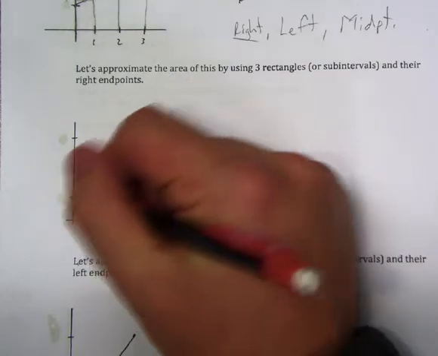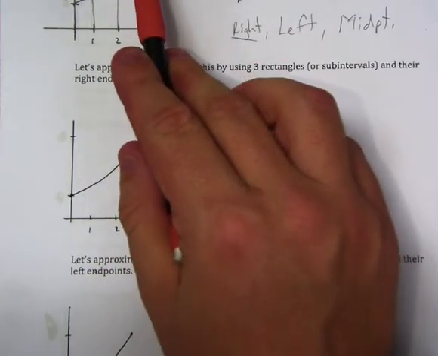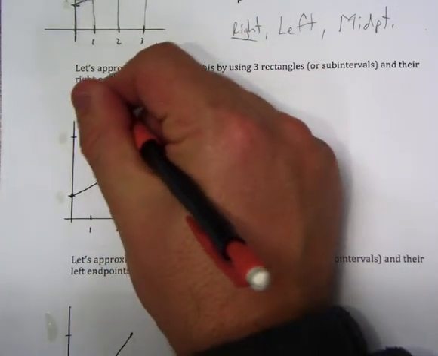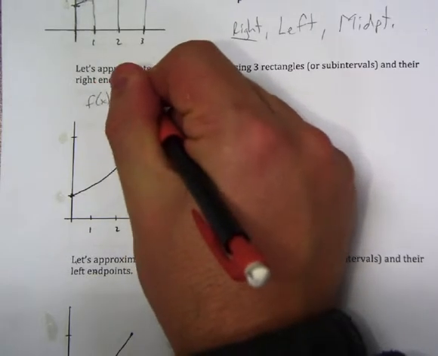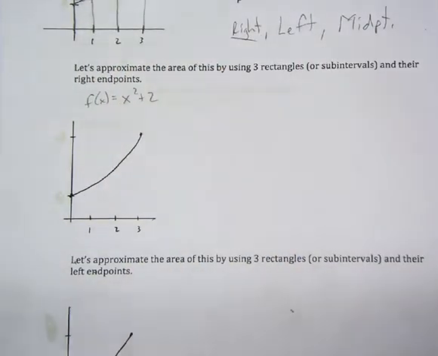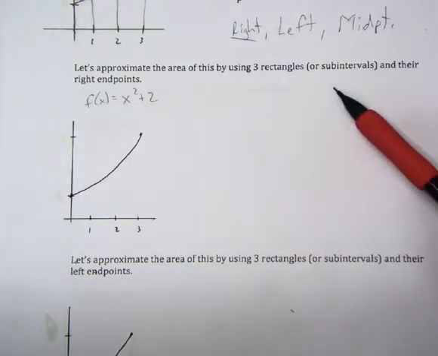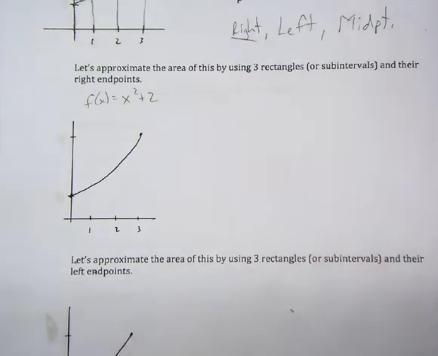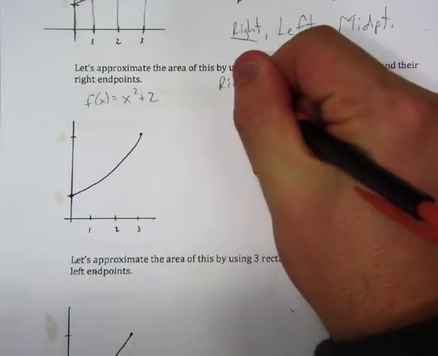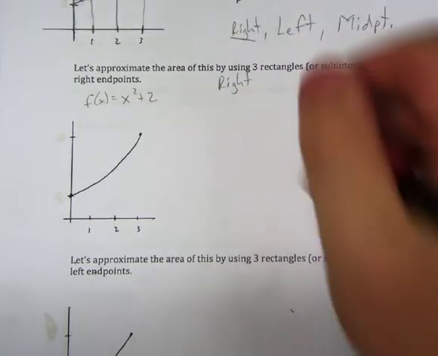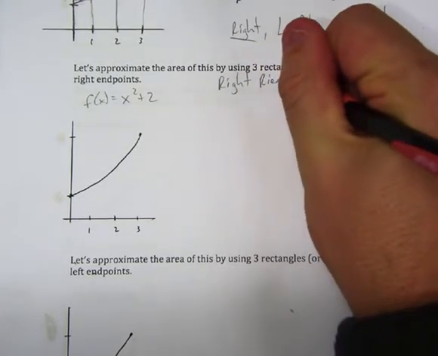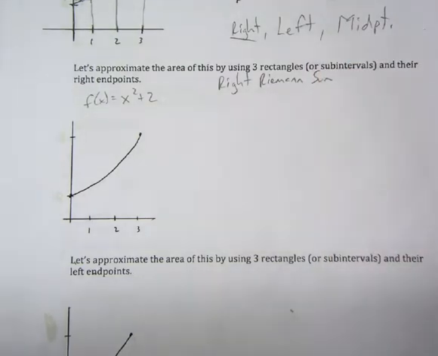So this function, again, all the problems we're doing today are the same equation of x squared plus 2, which is going to be important here in a second. So this one says, let's approximate the area using three rectangles or subintervals and their right endpoints. I should have changed the terminology here. I should have said do a right Riemann sum with three subintervals, just so you guys can get used to that terminology. A right Riemann sum is what this problem is asking us to do.